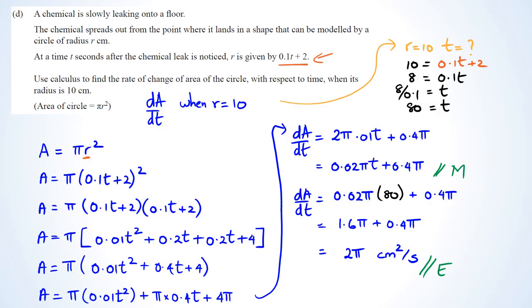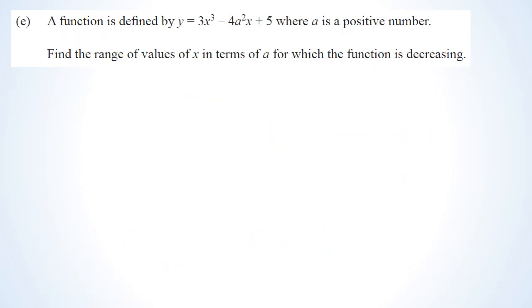Okay, let's go to question 2e. So question 2e, we've got a function that's defined by this lovely looking equation where a is a positive number. Find the range of values in terms of a for when the function is decreasing. So the first thing I'm going to do, as usual guys, for every question, is write f of x. So f of x is 3x cubed minus 4a squared x plus 5.